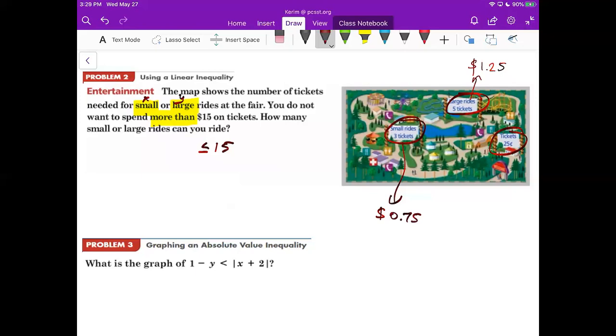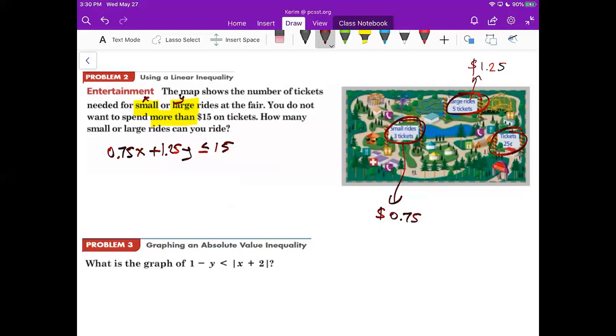Right now, the total amount of money that I'm going to spend is a maximum of $15. So if I have x small rides, I'm going to spend 0.75 times x, plus 1.25 times y for the large ones. I have 2 options to solve this problem. The question says, how many small or large rides can you ride?